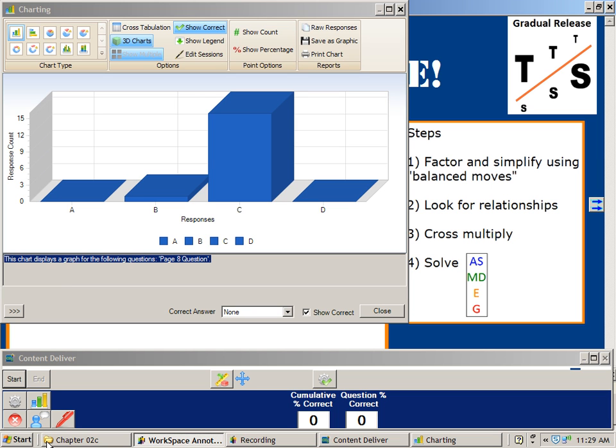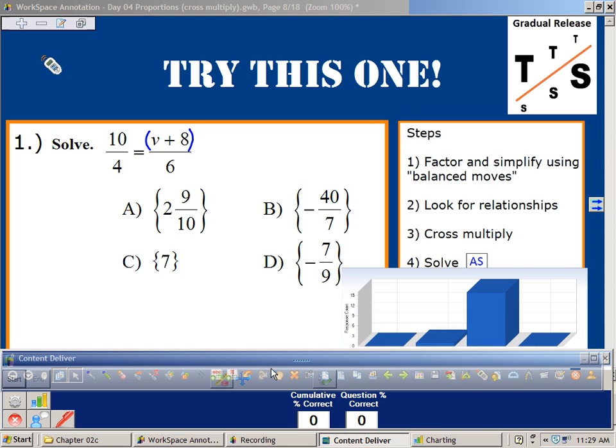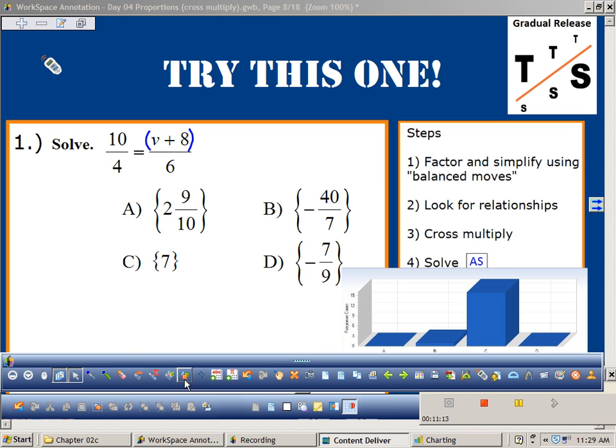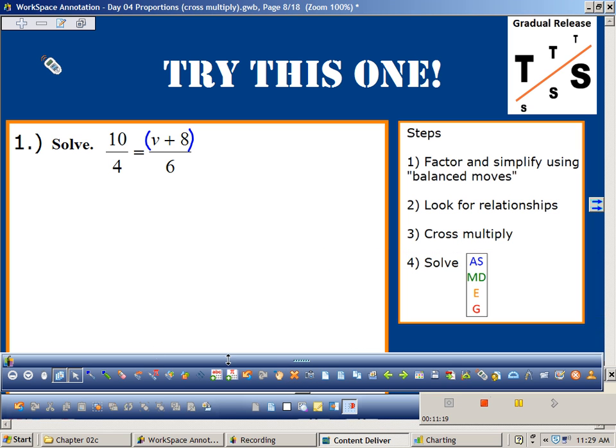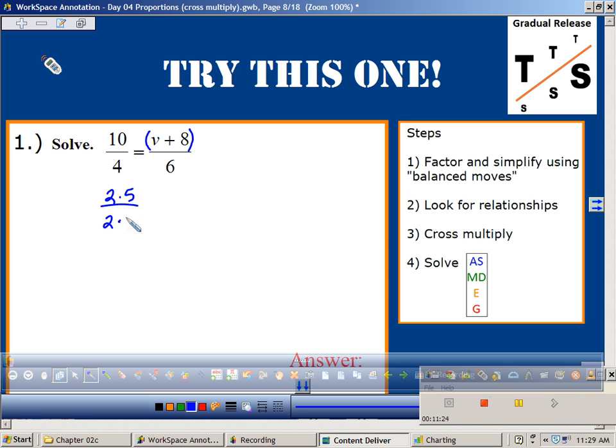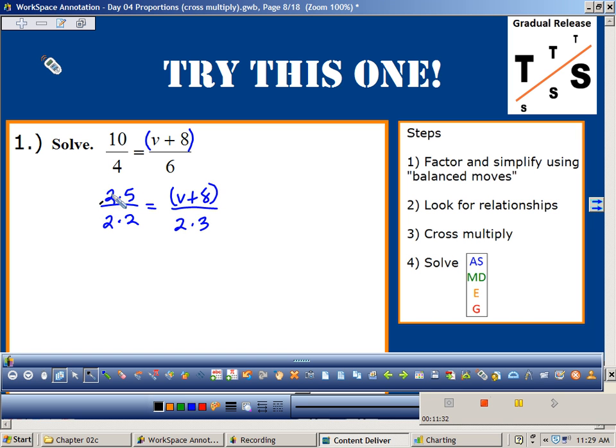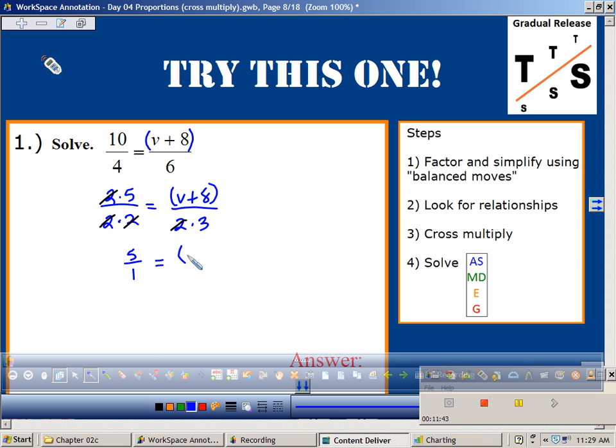Okay, so out of the 17 that put it in, most of you got C. So let's check this out. Now remember I told you there's lots of ways to do these, right? This is how I would do it. 2 times 5 over 2 times 2 equals the quantity b plus 8 over 2 times 3. My 2's cancel. My 2's cancel here. Balanced moves, right? I'm left with 5 over 1 equals b plus 8 over 3.